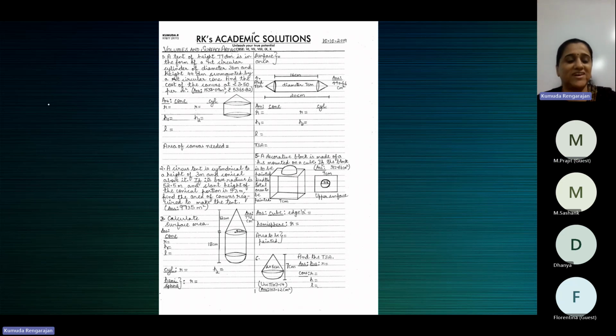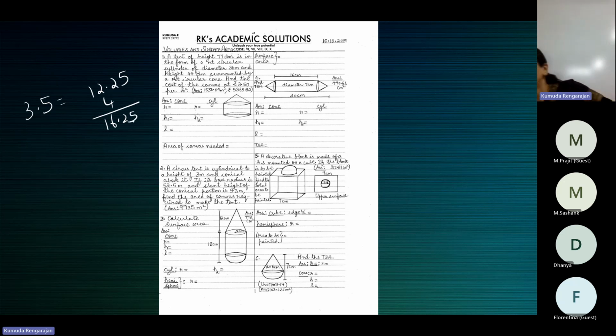Oh, that's pretty fast. Okay, so 3.5 squared will be 12.25 and then plus 4, 16.25. 16.25 is not a perfect square, right? So 4.03. Yeah, 4.03. Did you calculate? Both of you calculated? Okay. 4.03, correct.